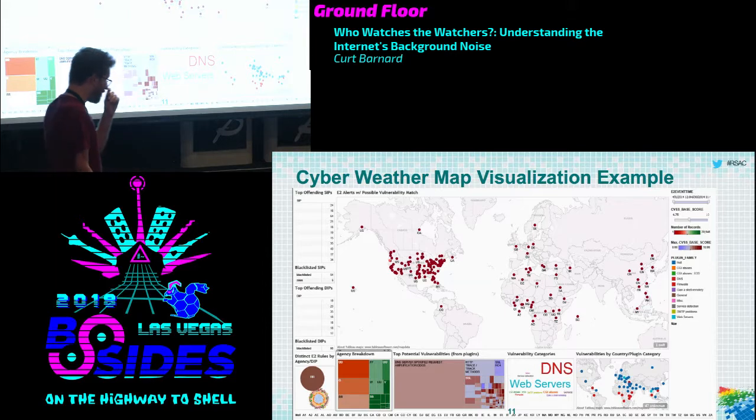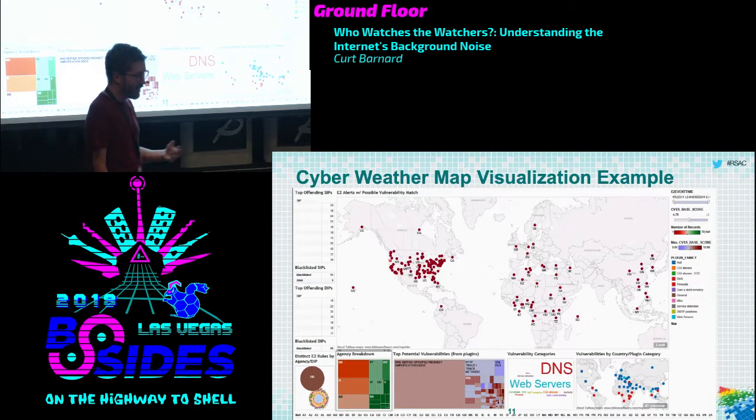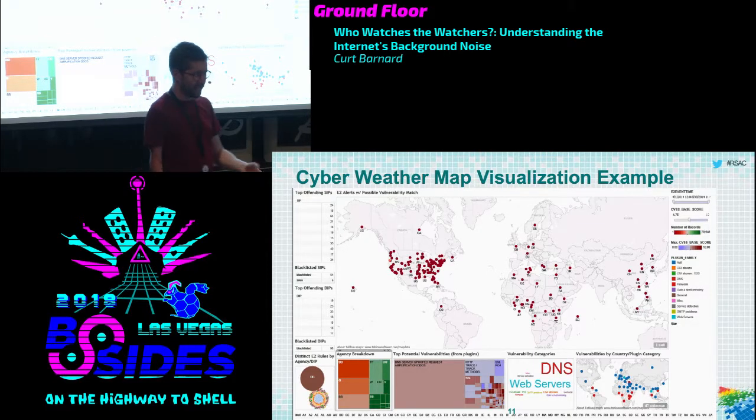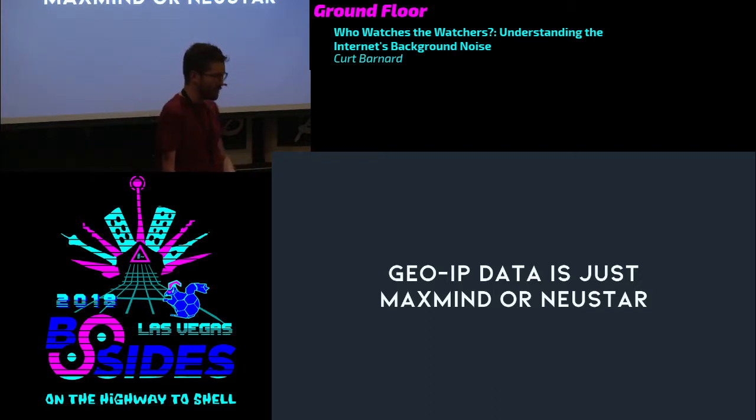But a big thing that I've always questioned when I see maps like this is how useful the actual geolocation data is. And so I have a saying that I like to throw around. If you've heard that the cloud is just someone else's computer, I like to say geo IP data is pretty much just MaxMind or Neustar. So the 2 people that provide these data sets, and everybody just compares the 2. So really the geo IP stuff is just straight out of these 2 data sets 99% of the time.